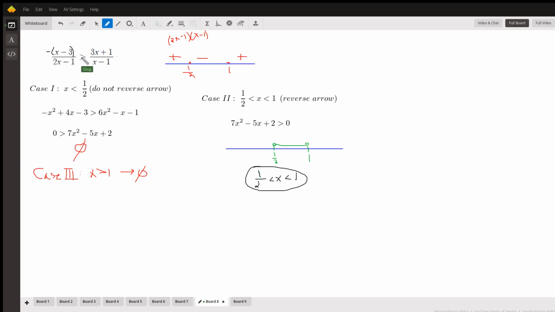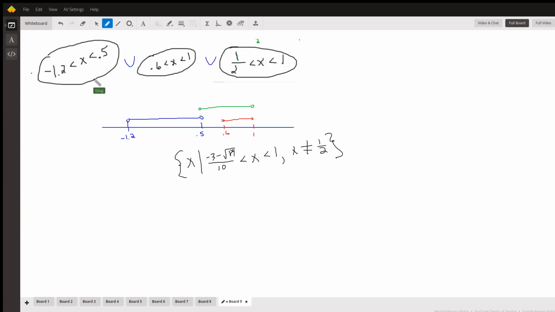Okay, so if I want to solve this inequality, the same deal here. Case 1, do not reverse the arrow. We end up with this is less than 0, but we know this is always positive, so empty set. Empty set for case 3 also. Case 2, this expression is always positive, so it's the entire number line, but we have to intersect it with this, x between 1/2 and 1.